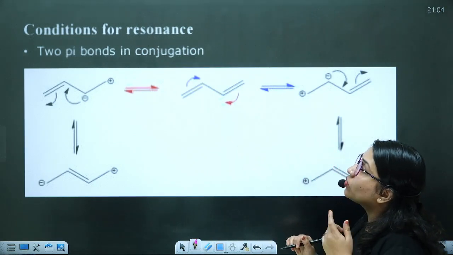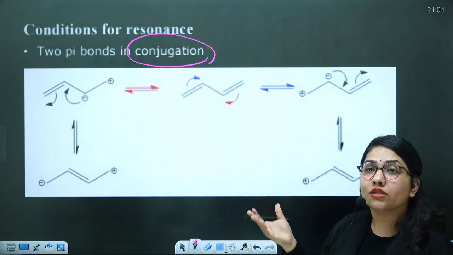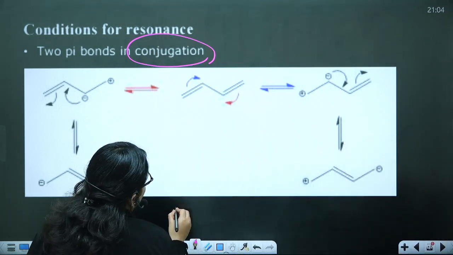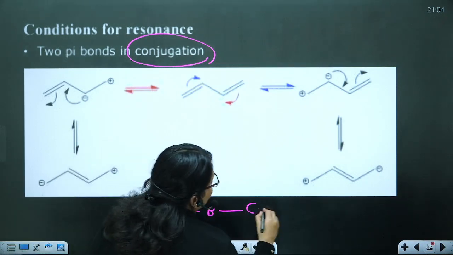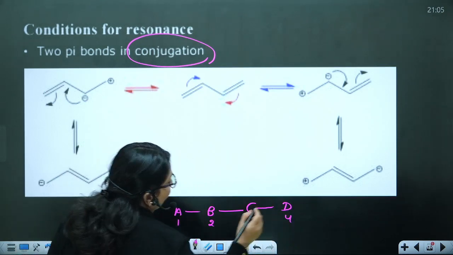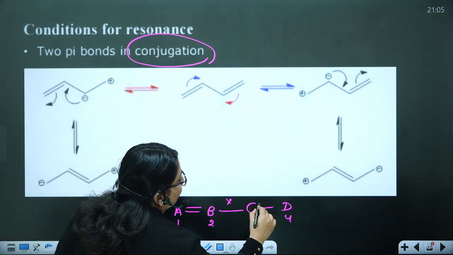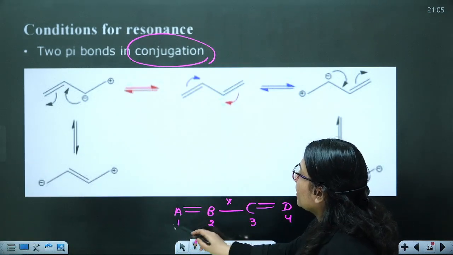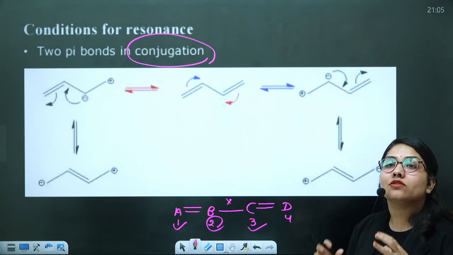The condition for that is 2 pi bonds in conjugation. There is a word, conjugation. Let's understand this word first. Conjugation means at the alternate position. If there are atoms A, B, C, D bonded like this, A is at number 1, B at number 2, C at number 3 and D at number 4. If A and B have a double bond, then leaving this one, a double bond should be present at the alternate position. So 1 and 3 leaving the 2, such an arrangement is called conjugation.